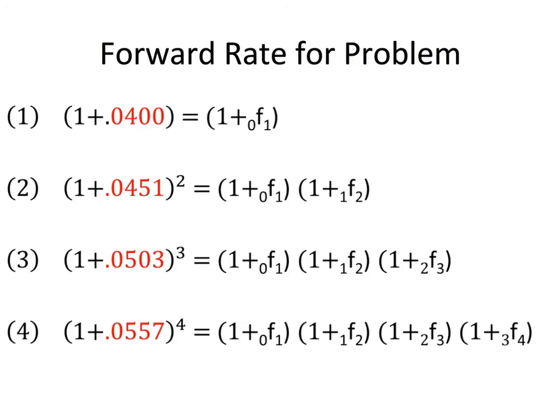Here I've substituted the 4% spot rate for period 1 in equation 1, the 4.51% spot rate for period 2 into equation 2, the 5.03% spot rate into equation 3, and the 5.57% spot rate into equation 4. If you're looking at these 4 equations, the forward rate for period 1 is solved for already, and we know that there's one equation and one unknown for equation 1. We'll solve for that, substitute that into equation 2, and keep moving down the list of equations.